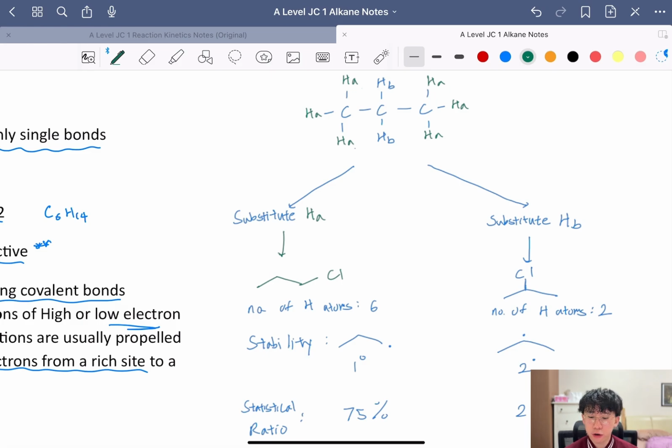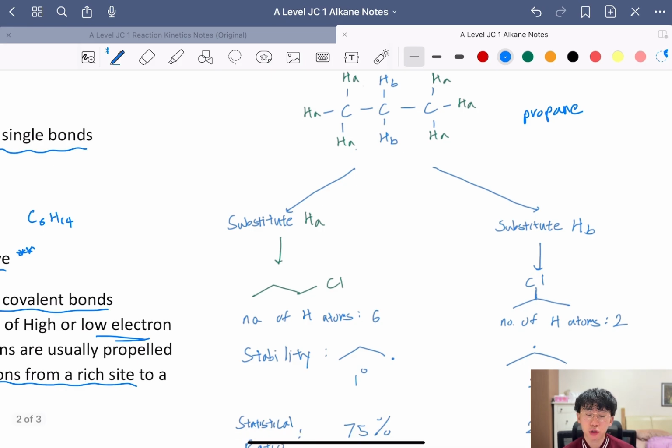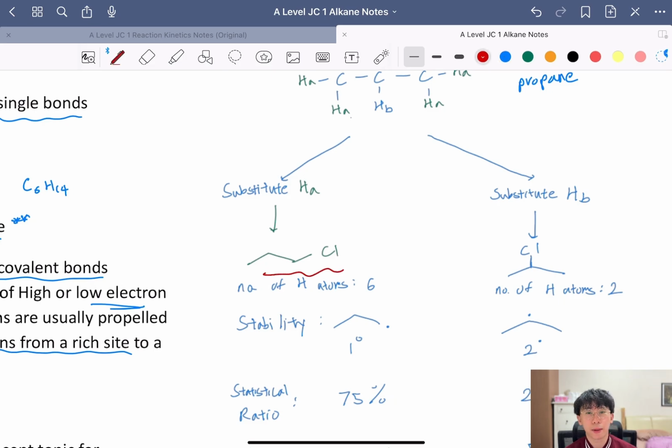So if you look at this typical propane, there are two kinds of hydrogens that can be substituted to give two different products. One is HA and one is HB. If you substitute HA, you'll get this product over here, which is 1-chloropropane. And if you substitute HB, you'll get 2-chloropropane.